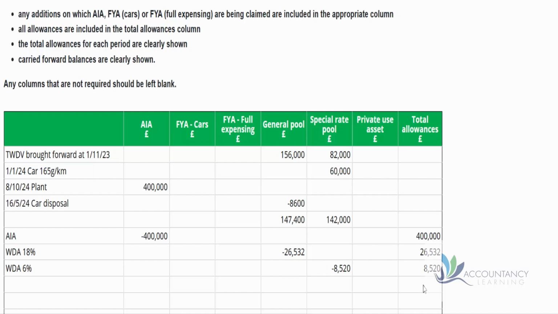Okay, so we've done that now, so we can work out our totals. So we have a total allowances for the year of 435,052. And now our special rate pool has gone down to 133,480. And our general pool has gone down to 120,868. So that's going to be our tax written down value, which we're going to carry forward into the next period.